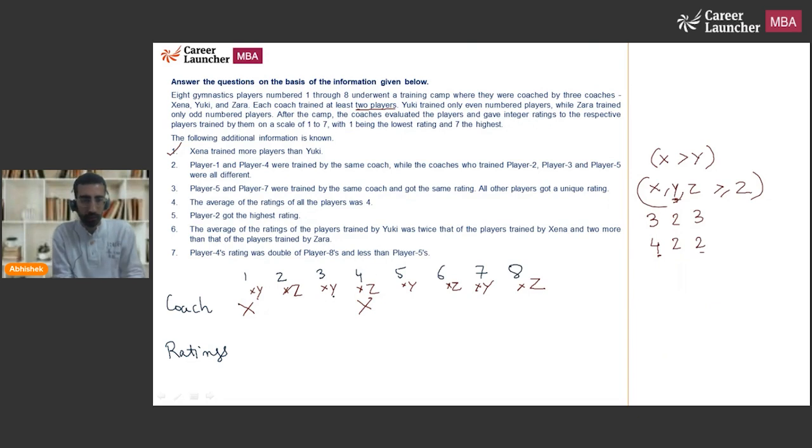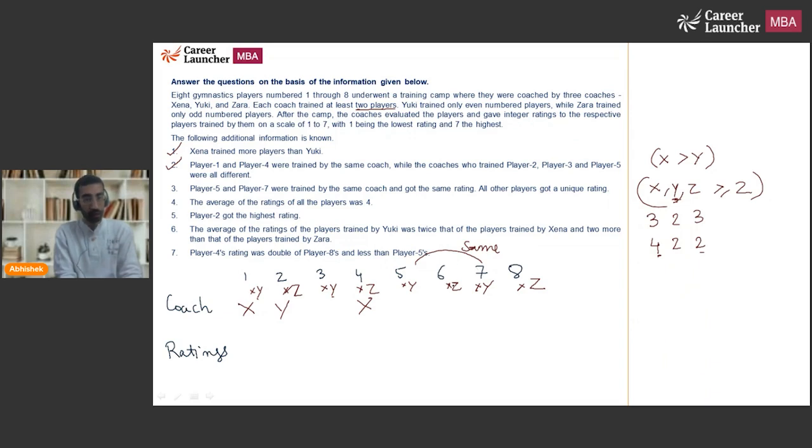Now, 3 and 5 have not been coached by Y. So, for 2, 3, 5, if I need Y somewhere, it has to be player number 2. And then 3 and 5 will be coached by X and Z. One will be coached by X, the other will be coached by Z. So, yeah, fair enough. Next, player 5 and 7 were trained by the same coach.